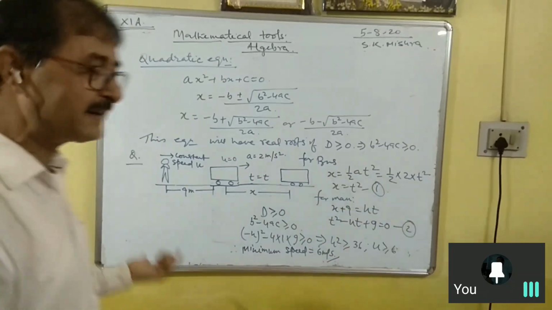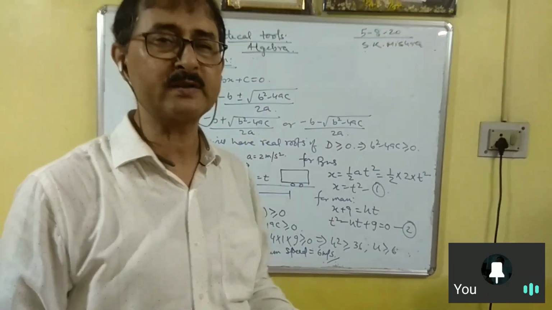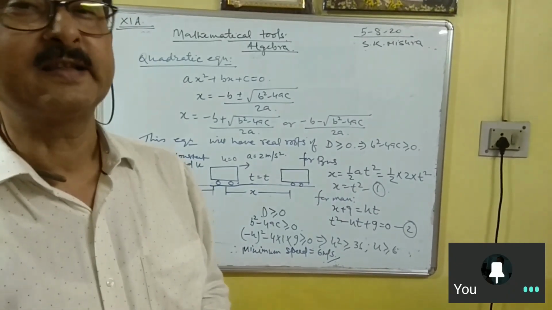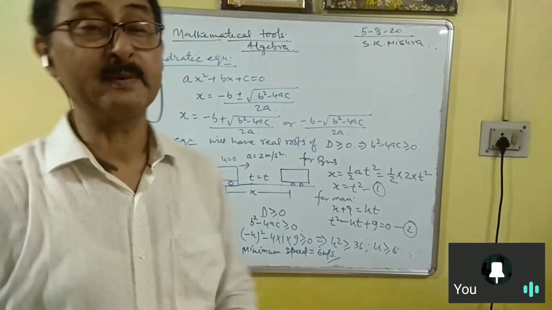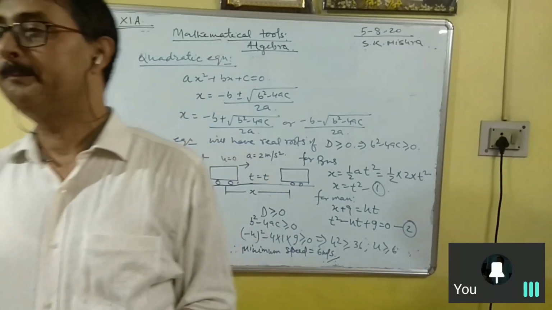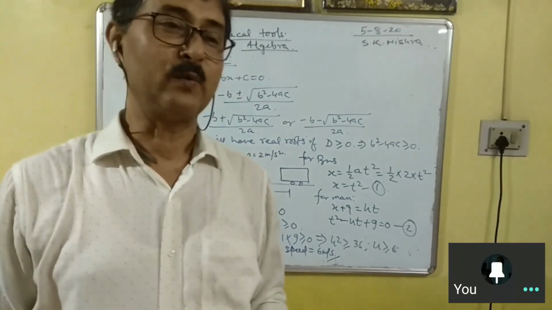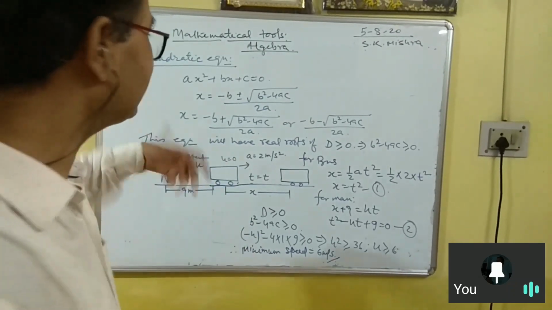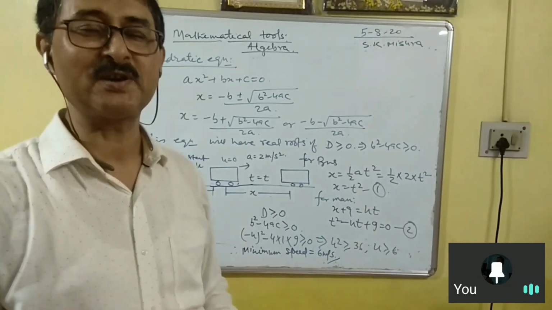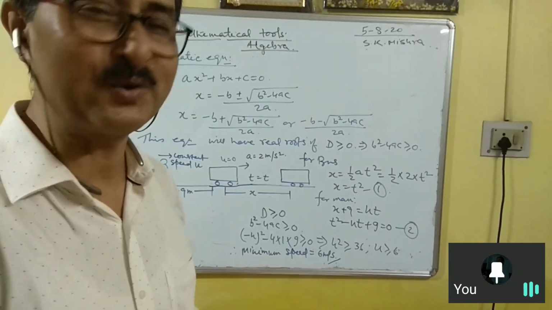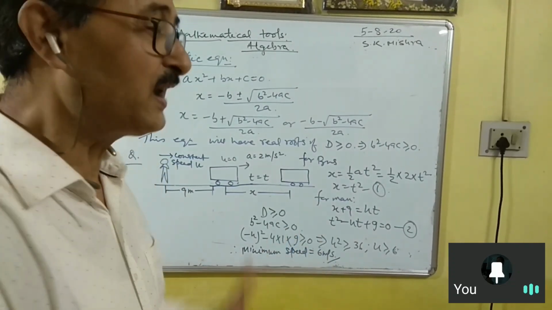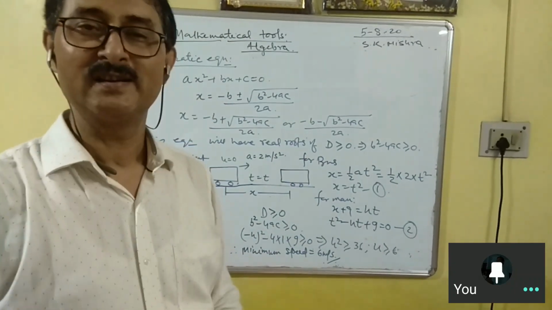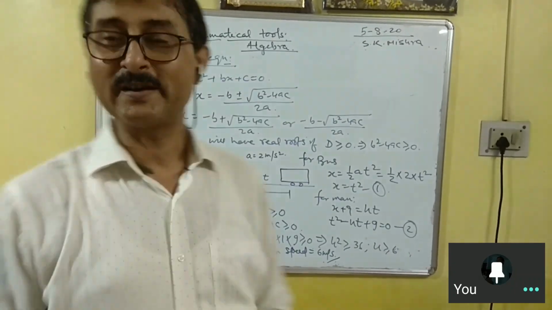More than that speed it's okay. If it is more than that, then no problem. But if it is less than that, then the person will never catch the bus. This is the beauty of this problem. So why did I do this problem? Because my motto is to understand what a quadratic equation is, what the meaning of real roots is, why it has real roots, and how it is feasible in a practical situation. Okay? So today time is not permitting.